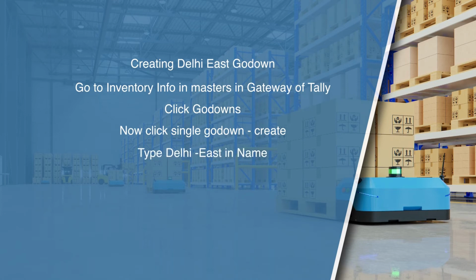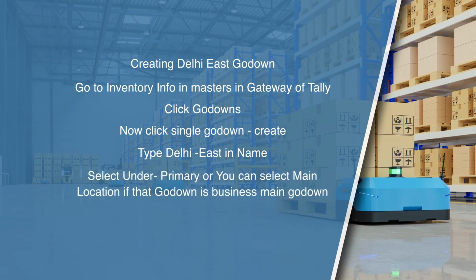Write the name of the godown as Delhi East and select under primary. You can also select main location if that godown is your business main godown. Otherwise select primary. Press enter and accept it if you are done with the creation of Delhi East godown. If in case you want to do any change, please say no and do the required change and again accept as yes. In this way Delhi East godown is created.